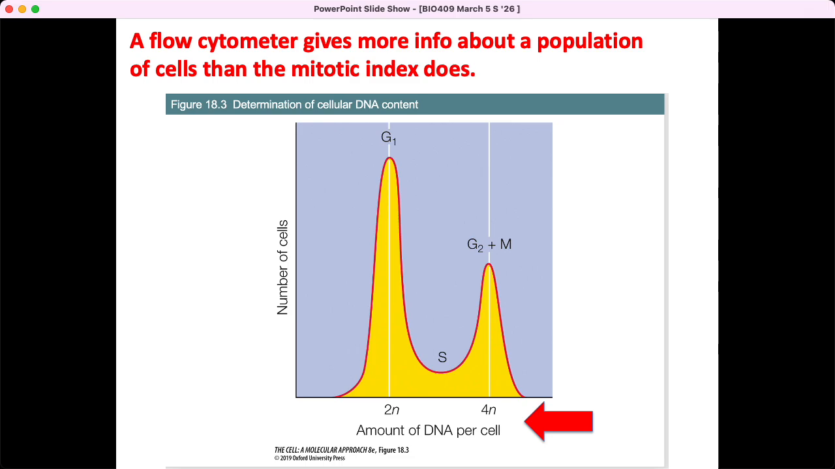When you're looking under a microscope, you can just see interphase and mitosis. But here, with this flow cytometer instrument, it's looking at the amount of DNA in every cell. And so it finds most of the cells are in G1, some are in S, some are in G2, and they've had their chromosomes copied, and they're rolling into M phase, like that.